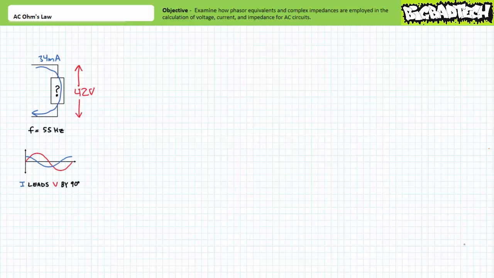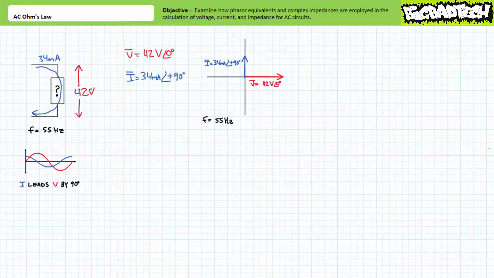Let's prove it with some math. First, we need to express voltage and current as phasor equivalents. We've been given effective values for both, however we only know the relative phase shift between voltage and current. Which one is the reference? Voltage, current, or some other previously agreed upon property? Do we care? No, we don't. We can assume either of these properties is the reference.